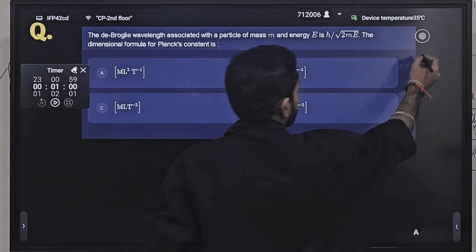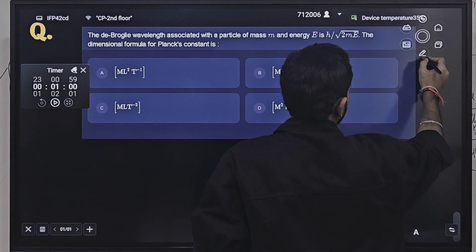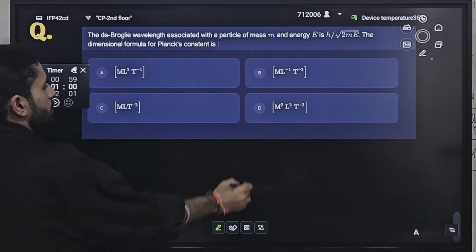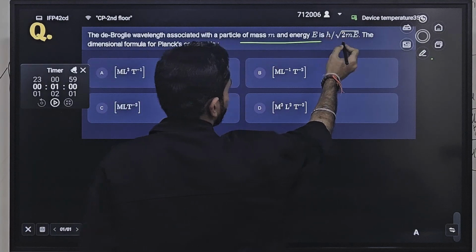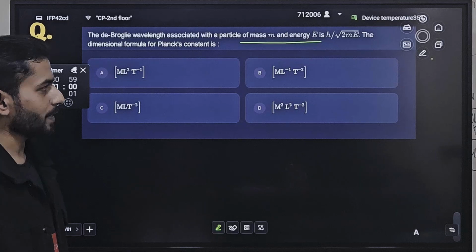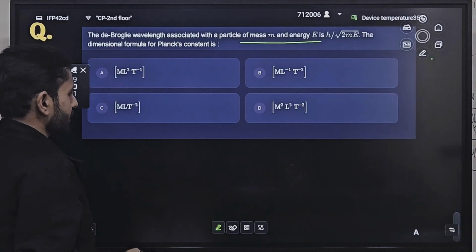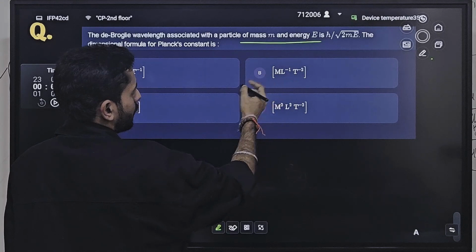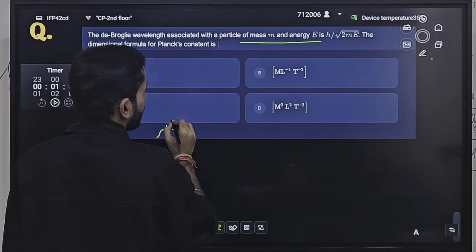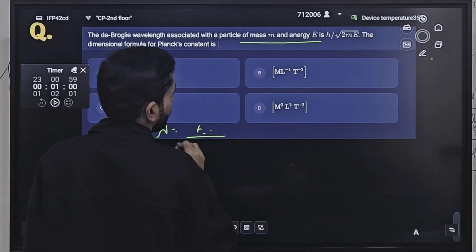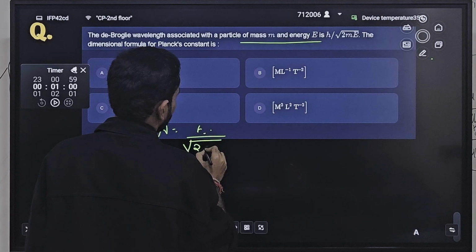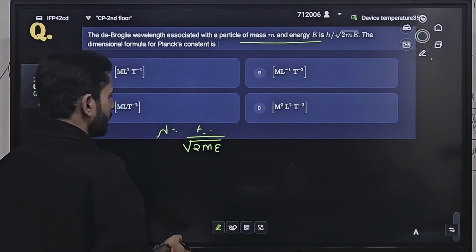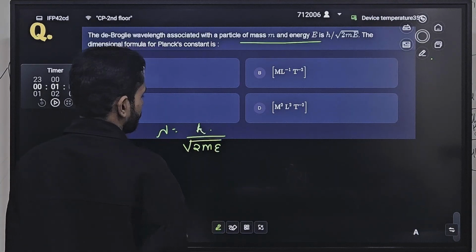Now let's see how to solve this. Firstly, always read the question. The de Broglie wavelength associated with a particle of mass m and energy E is given as something like this, and the dimensional formula for Planck's constant is asked. So you can write wavelength is equal to h divided by root under 2 m E, and this E is nothing but kinetic energy. And what you have to find? You have to find the dimension formula for h.